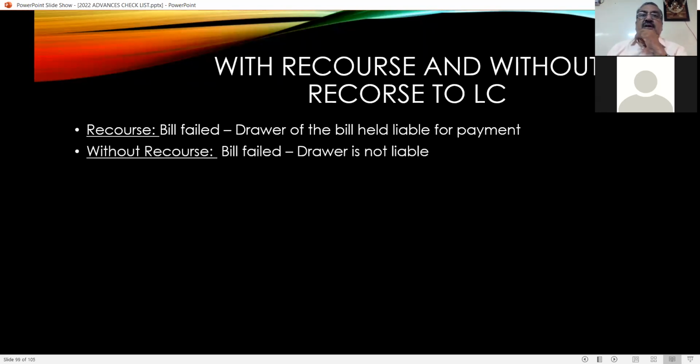Next one is without recourse. The bill failed, but the drawer is not liable. So with recourse means, yes, I accept, in case the bill fails, I will make the payment. And without recourse means I will not be responsible if the bill is not paid.